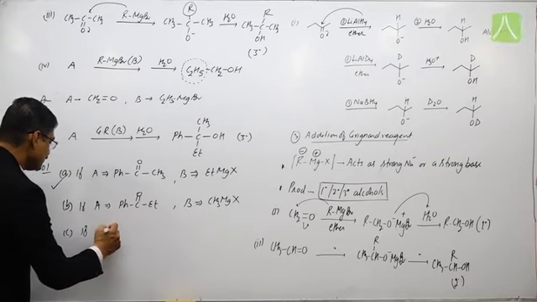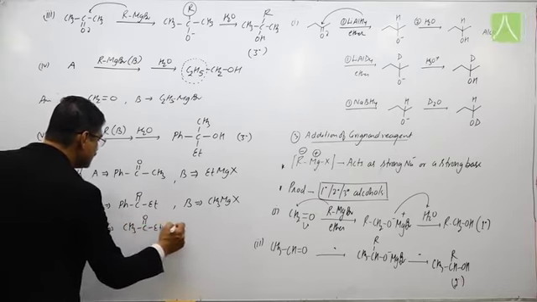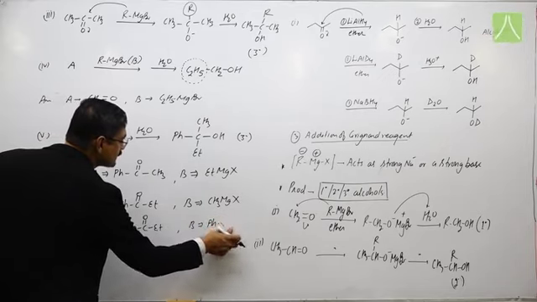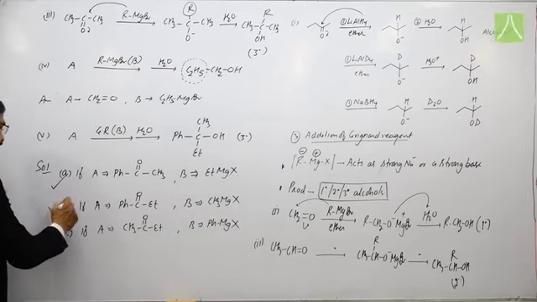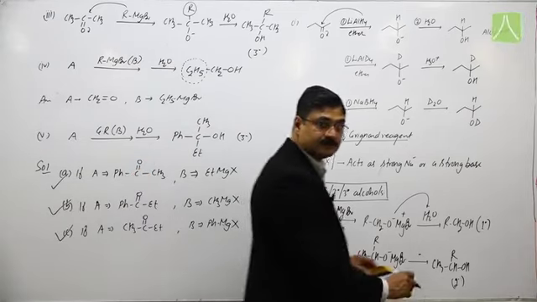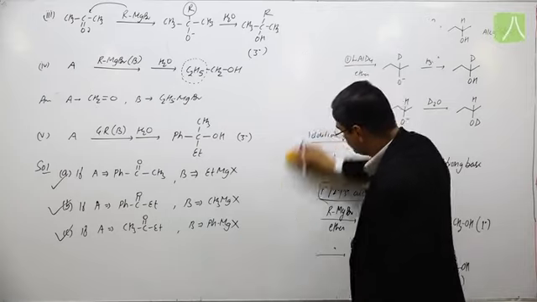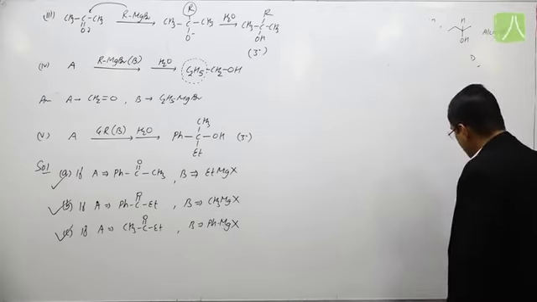If A is CH3COEt, then B is PhMgX. So there are 3 different combinations we can use to produce the same alcohol. This is a very important reaction, the addition of Grignard.